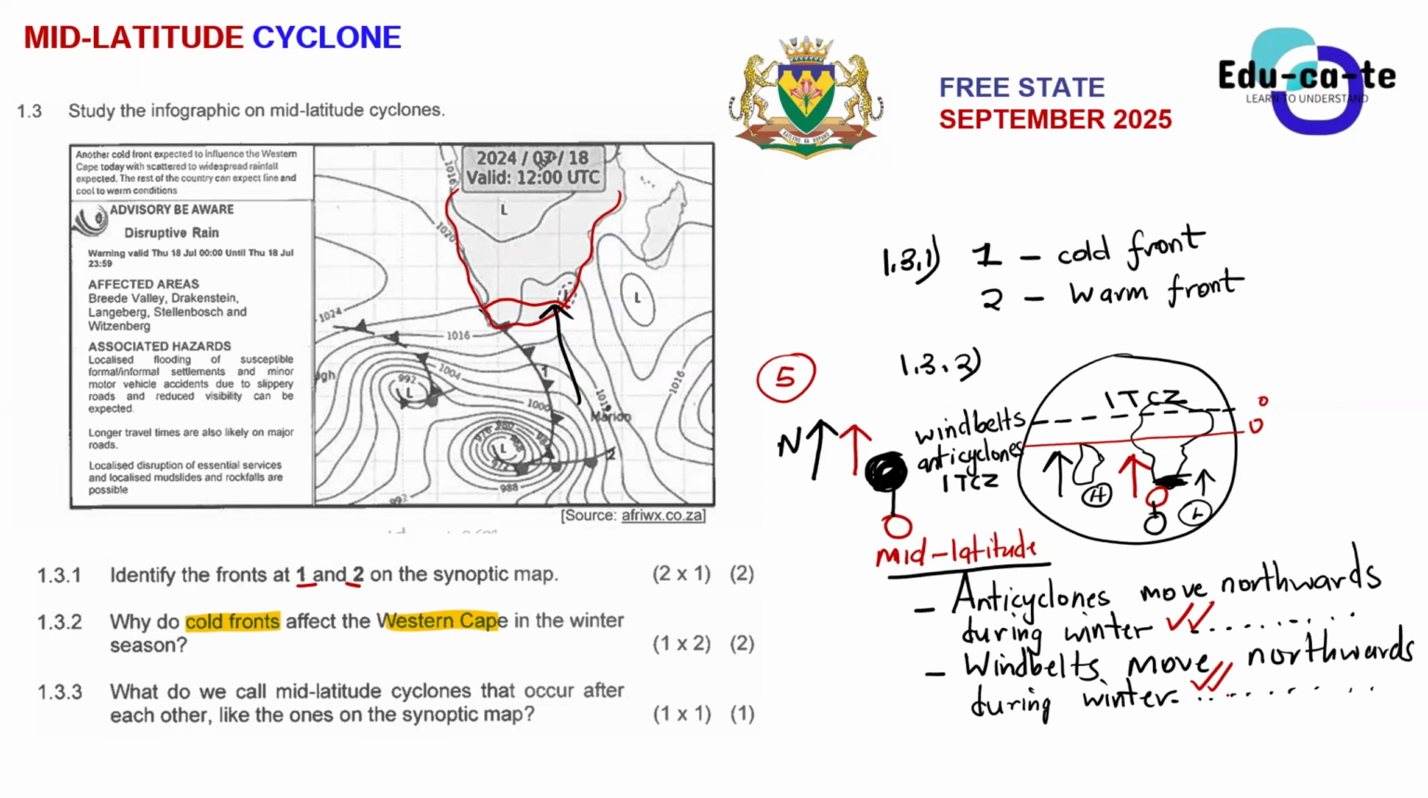Okay, what do we call the mid-latitude cyclones that occur after each other, like the cyclones on the synoptic weather map? They occur after each other. What do we call them? So can you please repeat your question? Okay, it is 1.3.3 that's written. What do we call mid-latitude cyclones that occur after each other, like the ones on the synoptic weather map? Yes, Tahatso? The cyclone family, or a family of cyclones. Yeah, you can say family of cyclones.